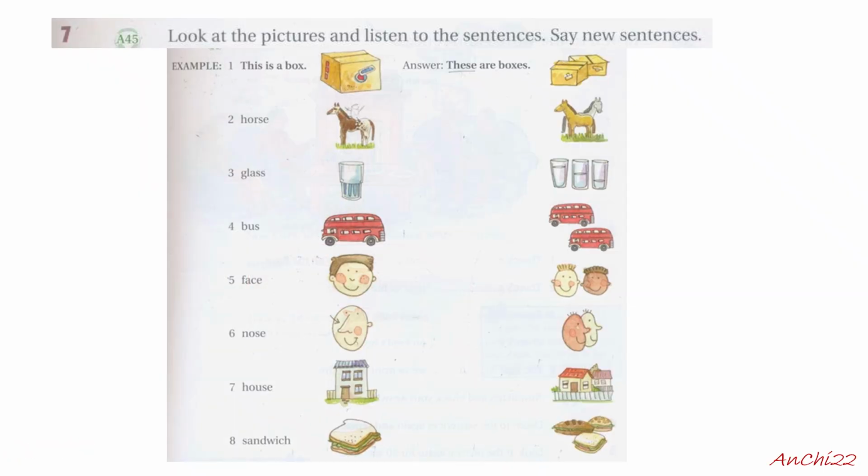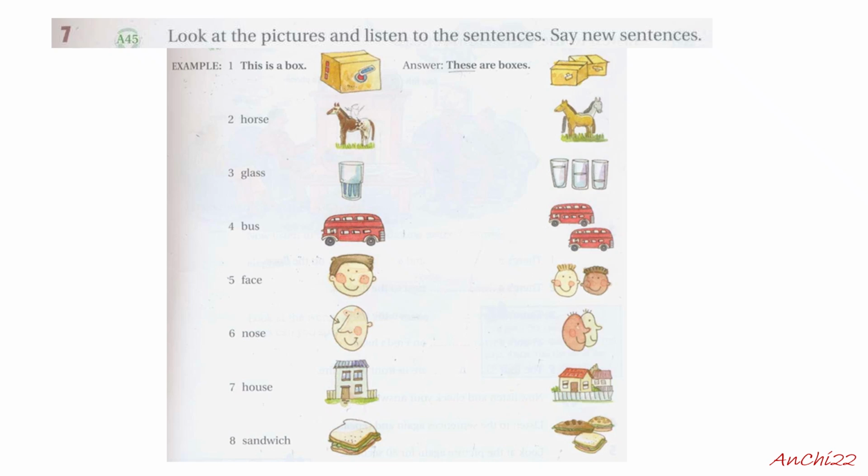7. 1. This is a box. These are boxes. 2. This is a horse. These are horses. 3. This is a glass. These are glasses. 4. This is a bus. These are buses.